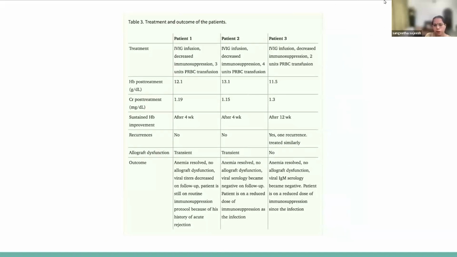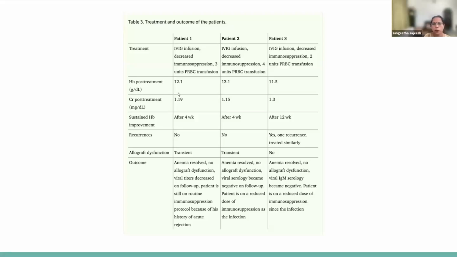Treatment was with IVIG infusion, decreasing the immunosuppression, and 3 units of PRBC transfusion. This patient was on tacrolimus, but some reports have shown that switching from tacrolimus to cyclosporin could be effective in some patients, but that is not proven. So IVIG infusion, PRBC transfusion, and decreasing the immunosuppression are the 3 modalities of treatment we can give. Erythropoietin could also be continued, even though it is somewhat controversial.